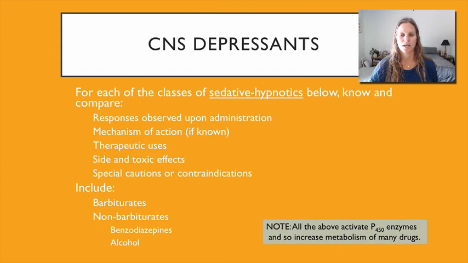One thing to note about the CNS depressants is that they activate the cytochrome P450 family of enzymes, which, if you recall, are responsible for the metabolism of a whole bunch of stuff, including almost all drugs. So central nervous system depressants will change the way we metabolize our drugs, and any other drug that's also potentially being used and metabolized by the cytochrome P450 family of enzymes.